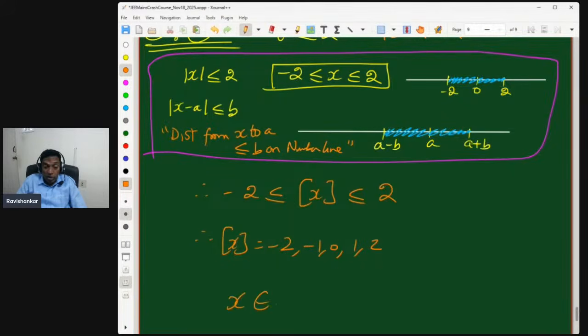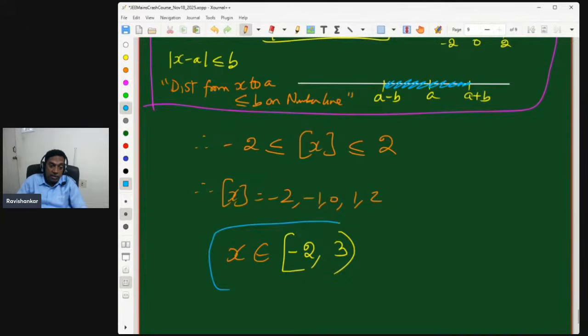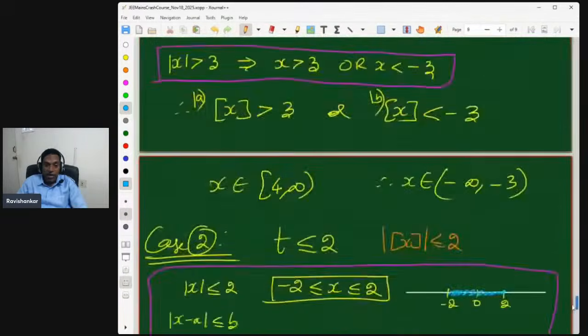X can be what? See, x can be 2.7 also, so 3 is the maximum, but 3 is not allowed. On the negative side, can x be minus 2? Yes. Can it be minus 2.1? No, because that will become minus 3. But can it be minus 1.9? Yes, that is also minus 2, greatest integer. So it's minus 2 comma 3. This is the trickiest part. Getting this correct is the tricky part, given that the pattern is given. So, final answer.